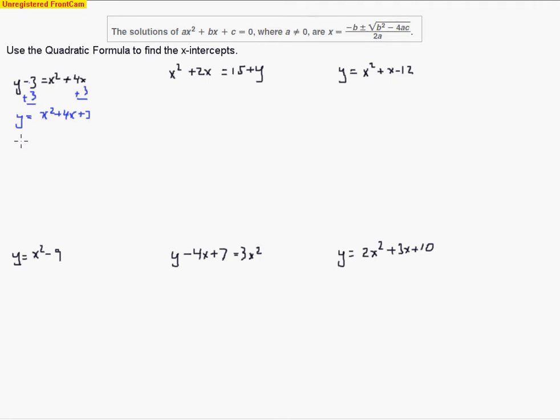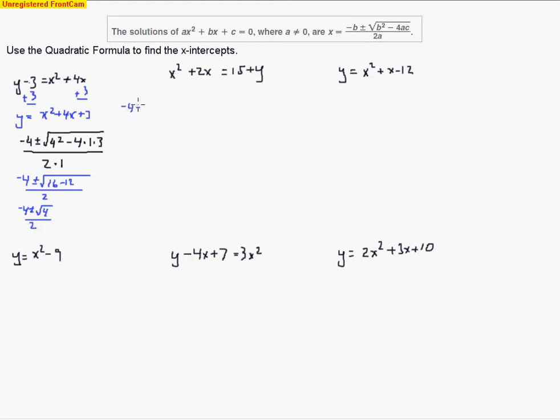We've got the opposite of b, so negative 4 plus or minus the square root of b squared, so 4 squared minus 4 times a, which is 1, c is 3, all over 2 times 1, because that's what the a value is. We do some work there. Negative 4 plus or minus the square root of 16 minus 12, all over 2. Then negative 4 plus or minus the square root of 4 over 2. Then we can take the square root of 4, which is 2.